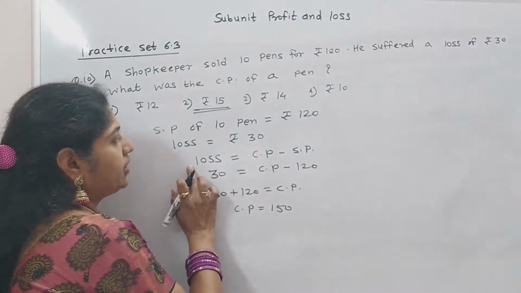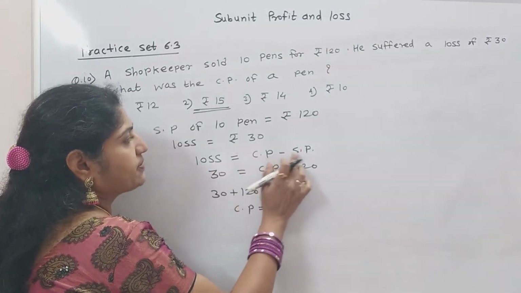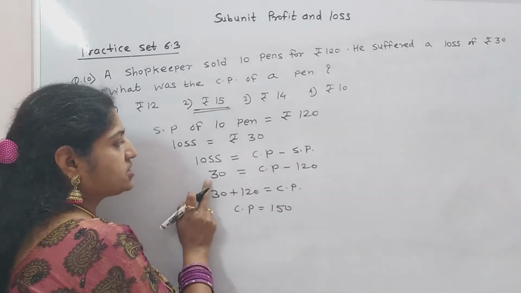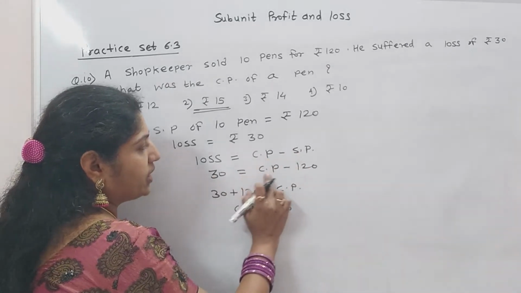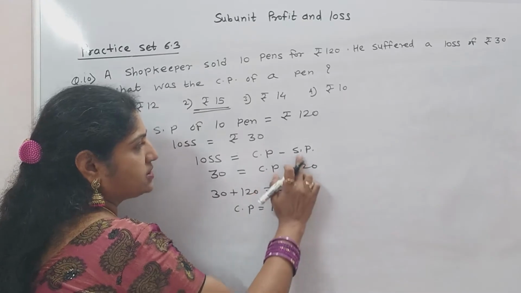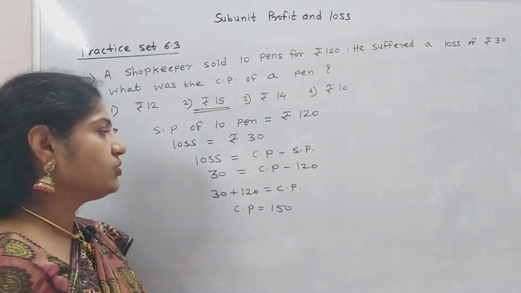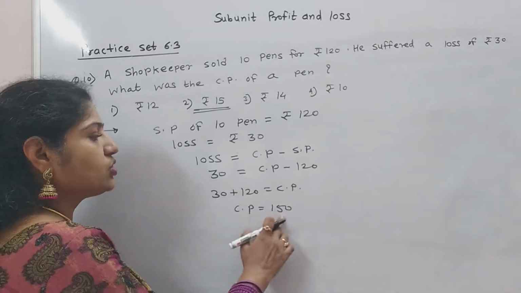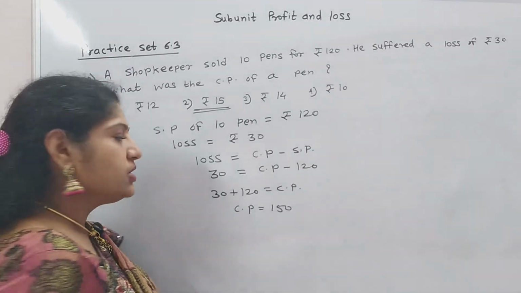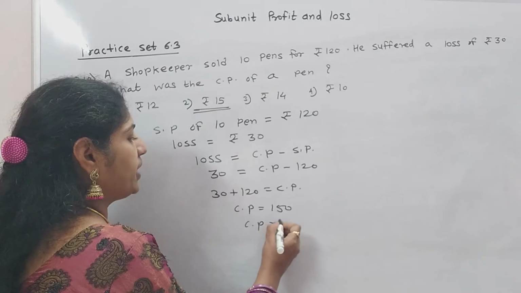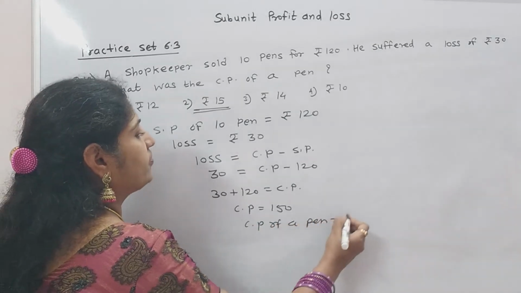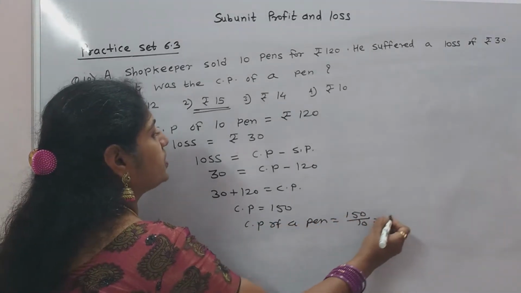Or another way, loss equal to cost price minus selling price. Loss is 30. We have to calculate the cost price. Selling price is 120. So 30 plus 120 is equal to cost price. Cost price of 10 pens is 150. So cost price of 1 pen, 150 divided by 10, rupees 15.